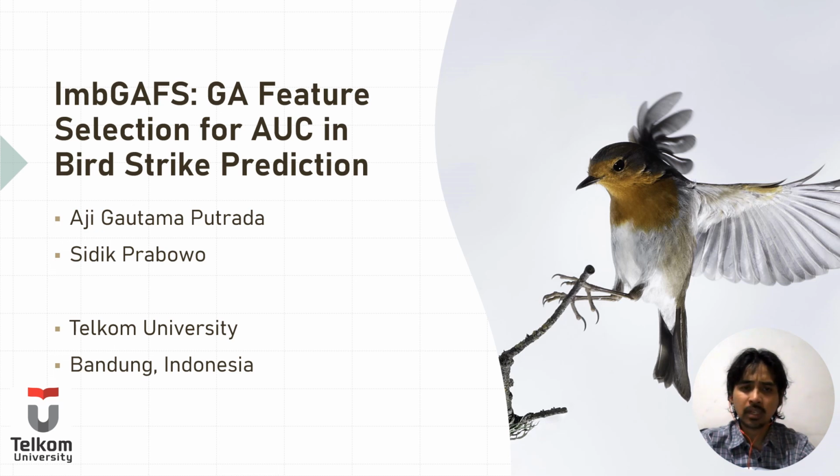The title is ImbGAFS, the GA feature selection for AUC in bird strike prediction.